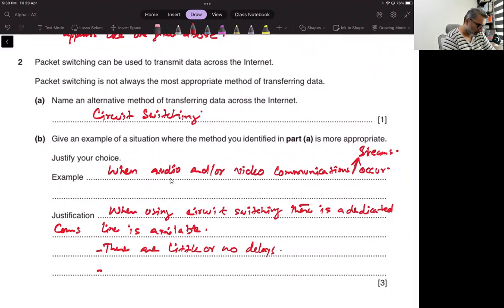Okay, so there is reduced latency. Network latency, sometimes also called lag, is the term used to describe delays in communication over a network. So this is reduced latency. Next question.